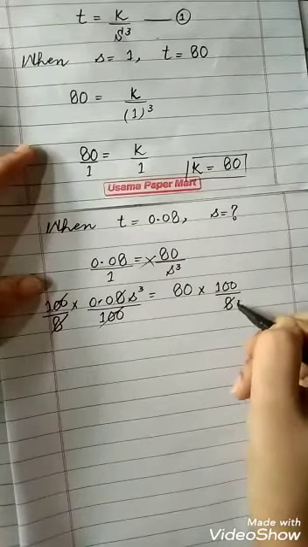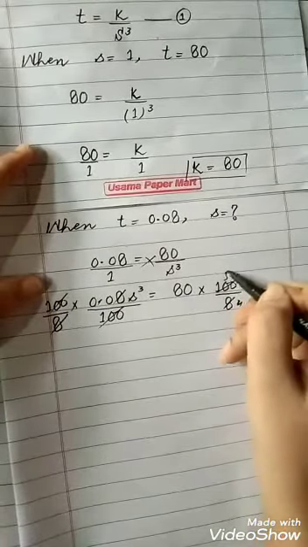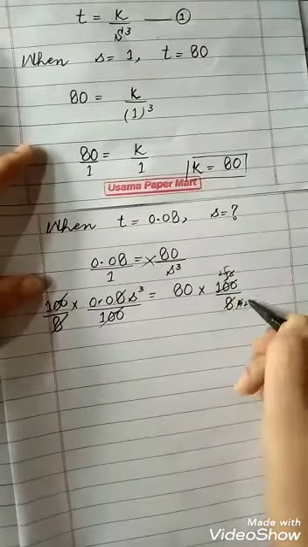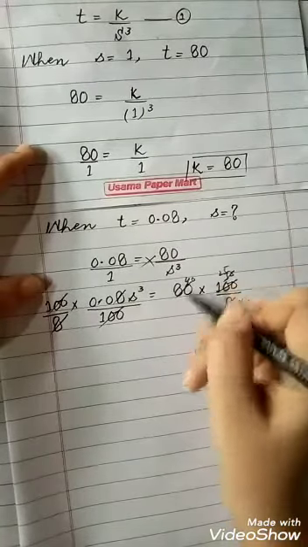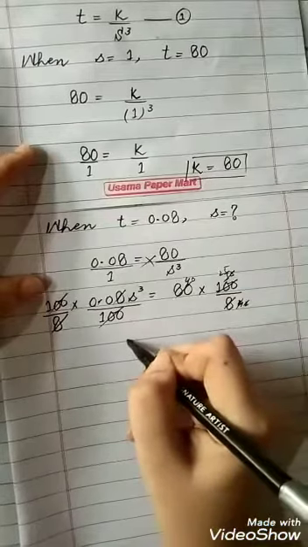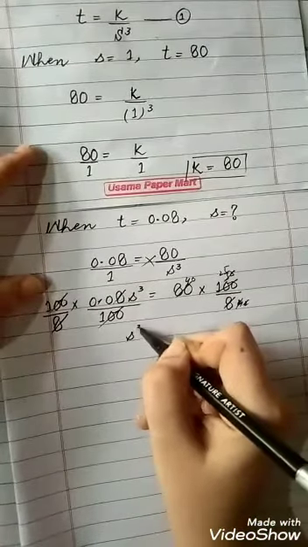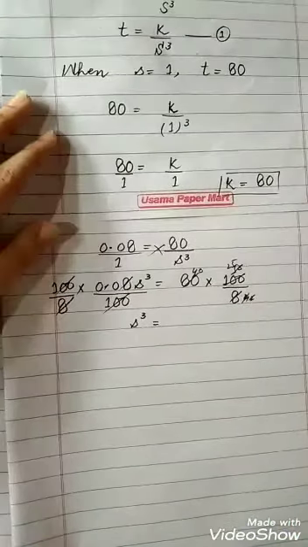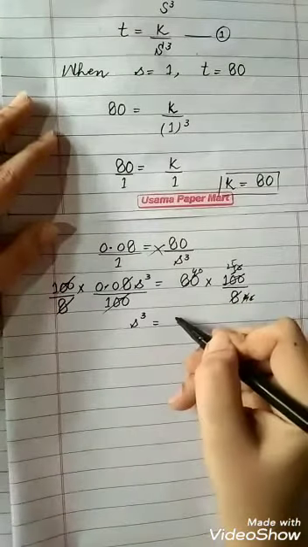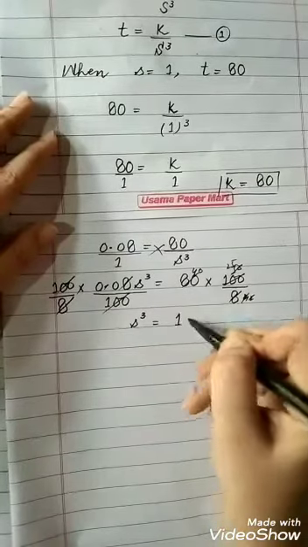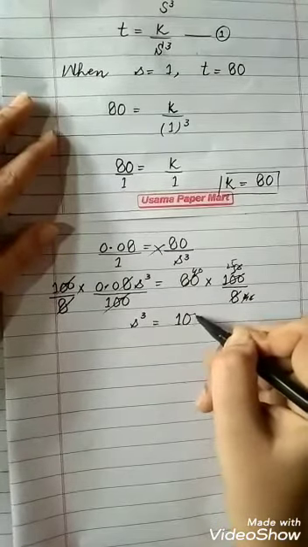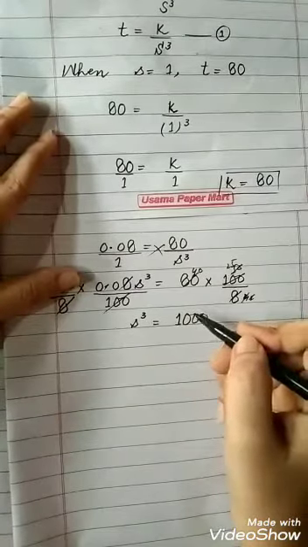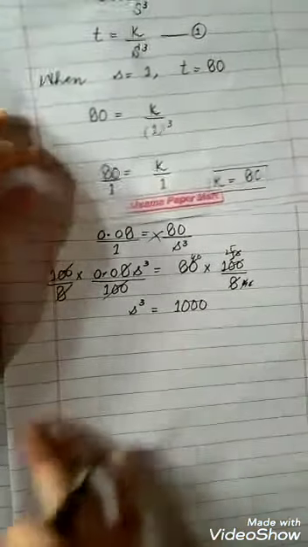2 4 times 50. 2 2 times 25. 40. s cube is equal to 40 into 25. So we got 1000. Yes, we got 1000 now.